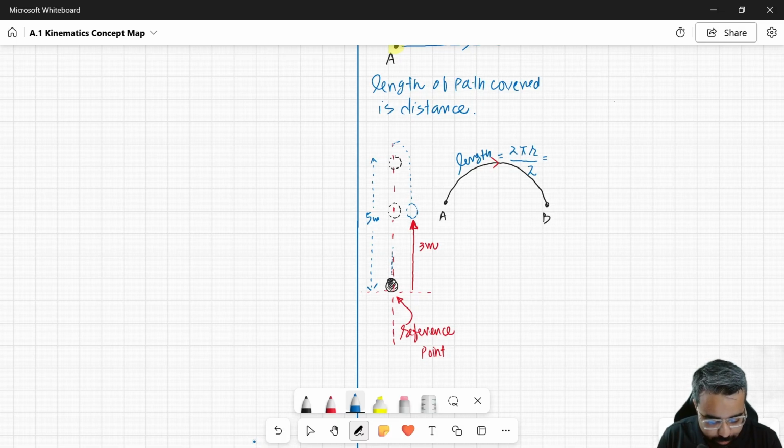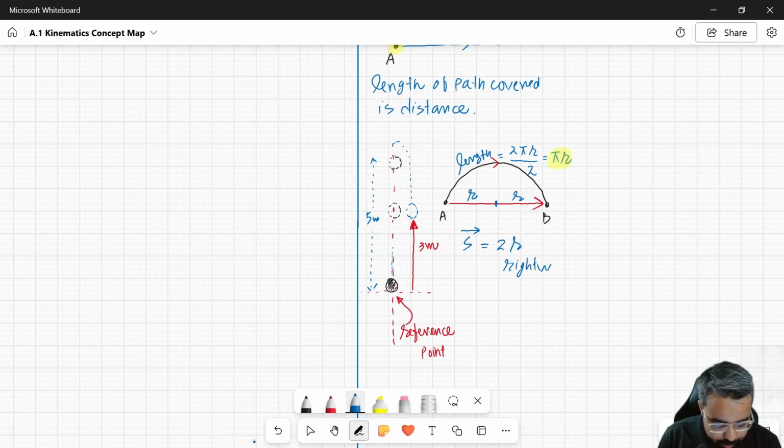Okay, so that is pi r. Okay students, but what is a displacement? So once again, displacement should be in a straight line. So that is basically this one. So if this is a radius from A to center and this is also radius, so the displacement vector equals 2r rightward. Rightward is the direction.